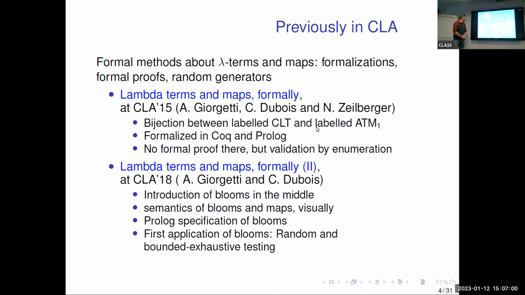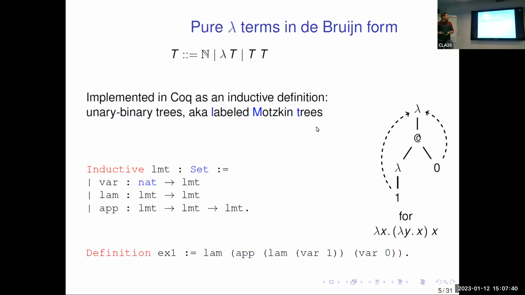And a second talk was given by Alain Giorgetti and Catherine Dubois in 2018 about the introduction of blooms in the middle between lambda terms and maps, and some semantics for blooms and maps. And then again, Prolog specification and some random and bounded exhaustive testing. So the idea here is to shift from validation by enumeration and bounded exhaustive testing, and this kind of stuff, to something more formal, in the sense of using the Coq proof assistant to prove some properties of the objects we consider.